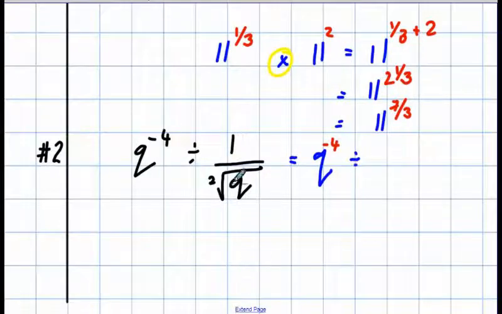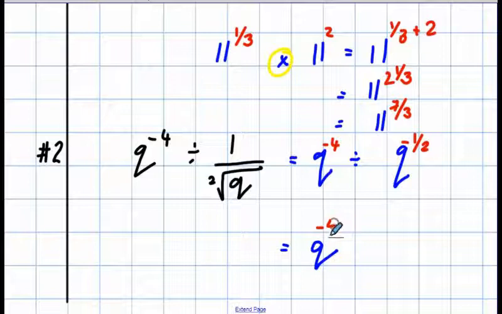Now, 1 over the square root of Q. The square root of Q is Q to the power of 1/2. But it was 1 over, so I put a minus in front. And then, how do I calculate the final power? Well, because I'm dividing, I subtract them, okay?